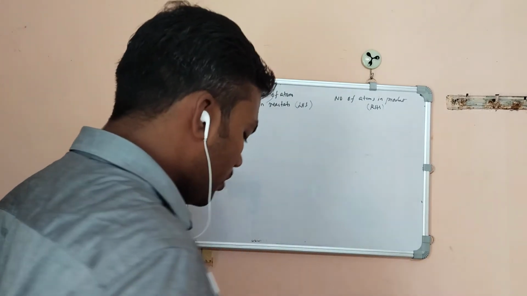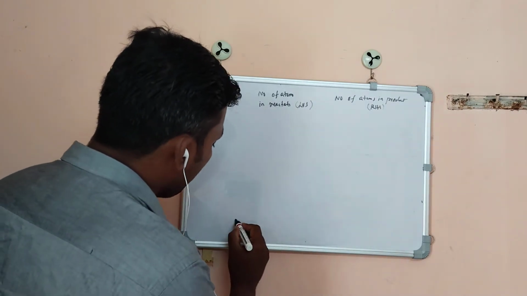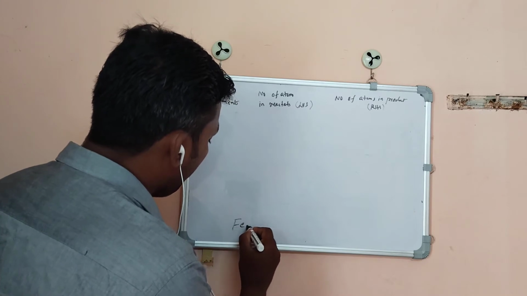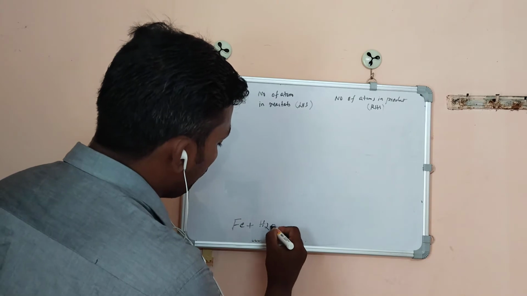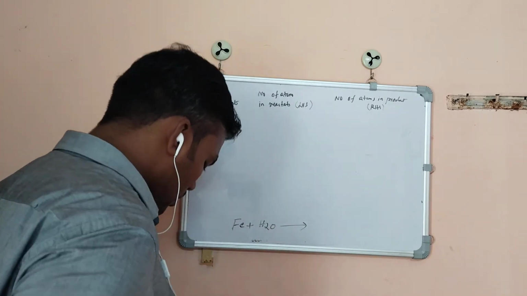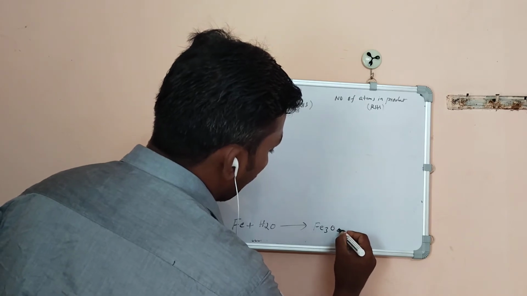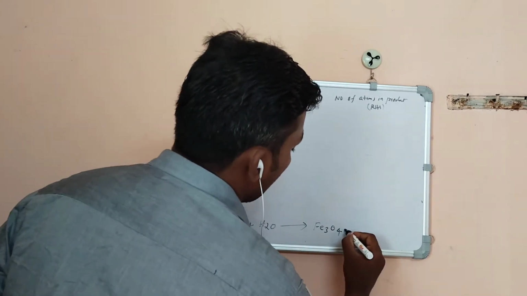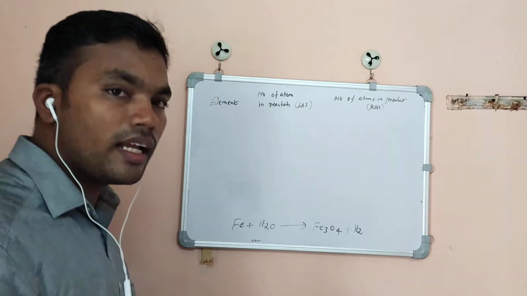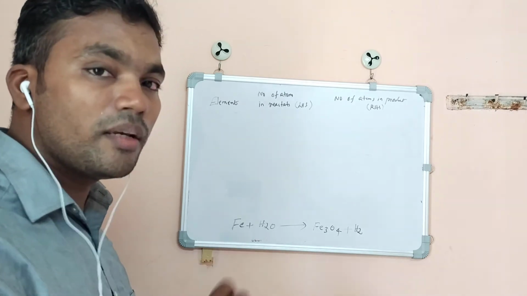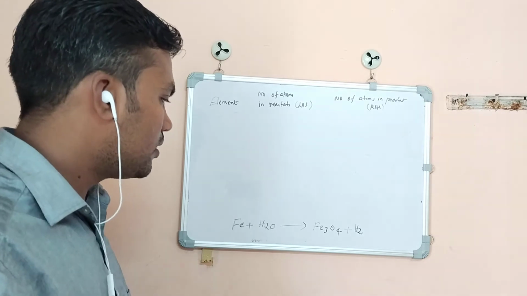Okay, now we are going to move on to unbalanced equations. I am going to write here Fe plus H2O gives Fe3O4 plus H2. Now we can compare the number of atoms. Now we can count and compare the number of atoms, whether it is matching between the products and reactants.